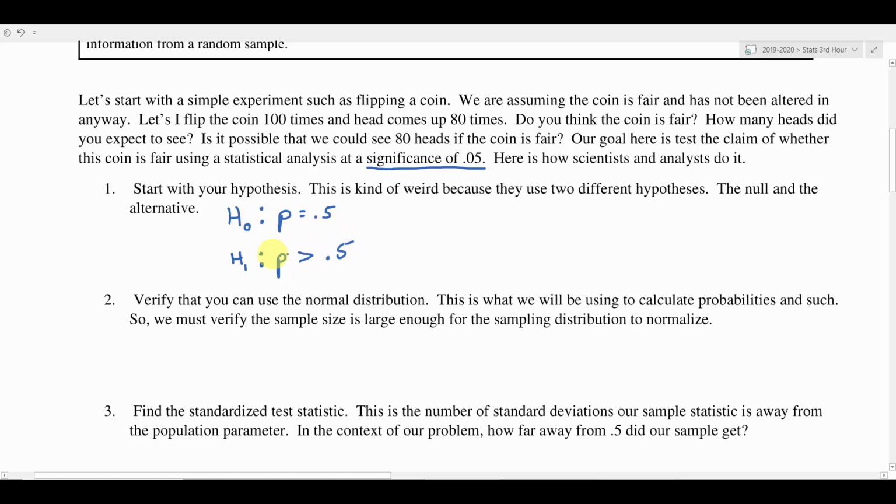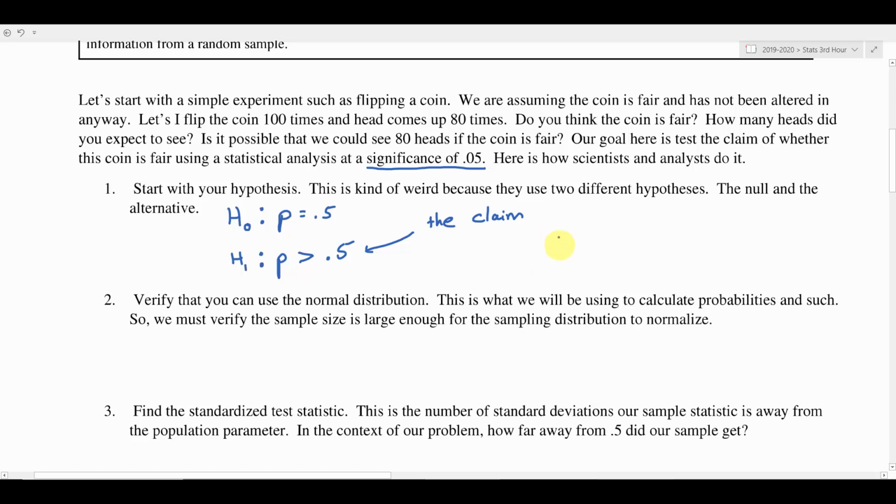So that's why we have two hypotheses, one to state what people think or what we are assuming, and something to state that it might be different. All right, and we'll note that here in our notes. This is the claim.